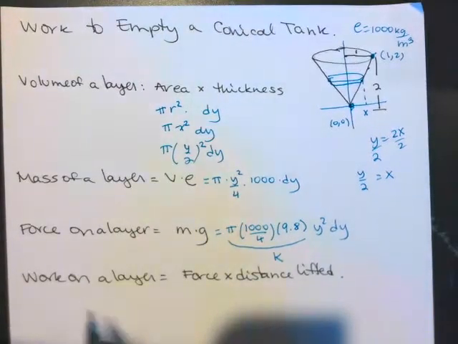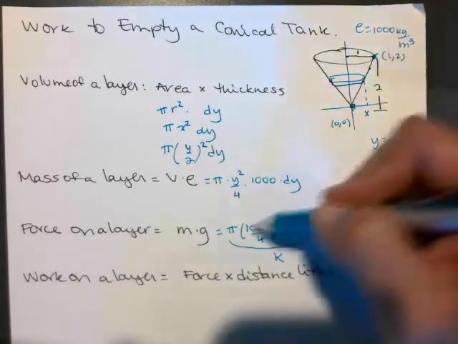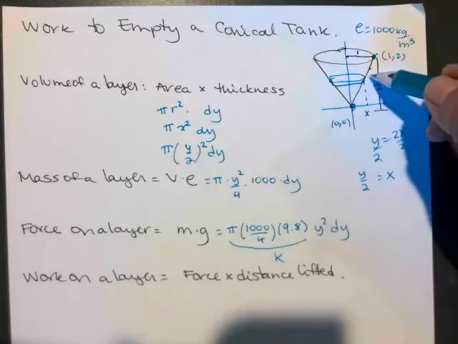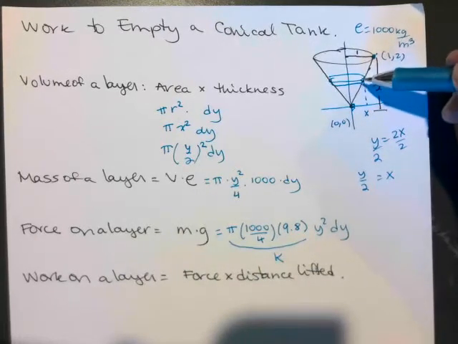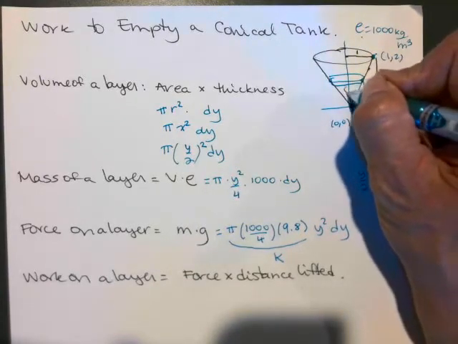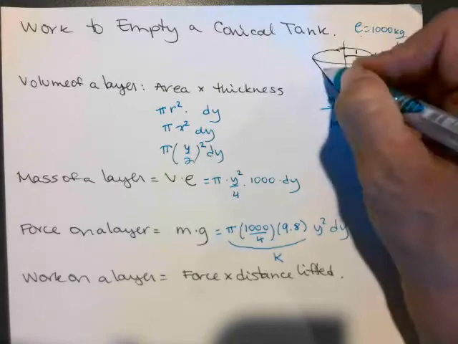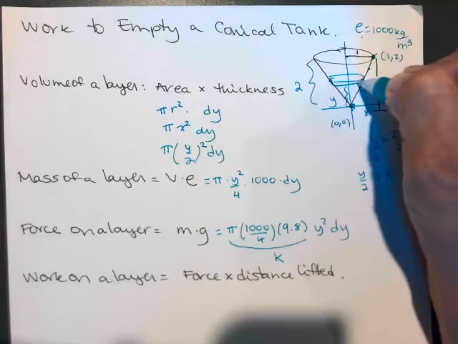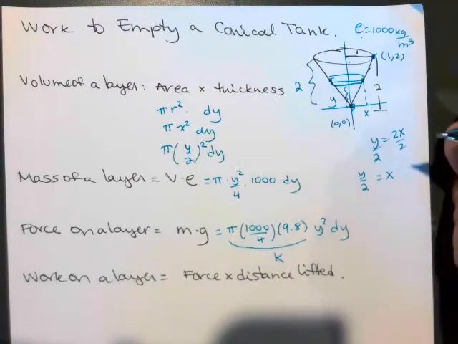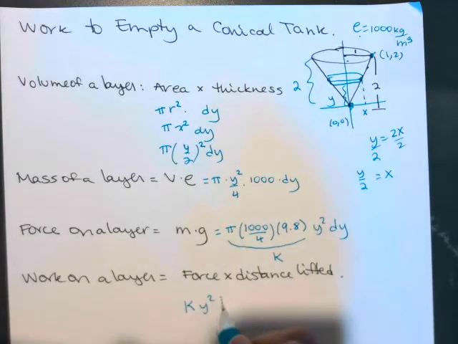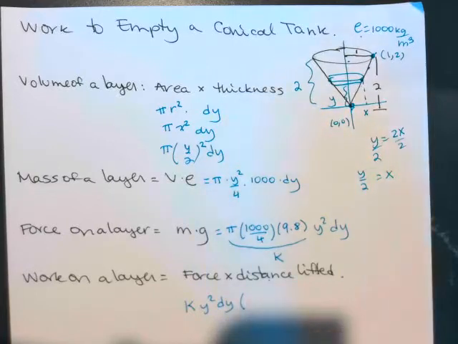So now let's think about the work on that one layer that we've drawn. The work is the force times the distance that we have to lift that layer. This layer here has to go from where it is all the way up to the top. This amount right here is y, and the whole amount to the top is 2. So the amount that this layer has to get lifted is 2 minus y. So it's going to be the force, which is k times y squared dy, times the distance, which is 2 minus y. And that looks totally ridiculous.